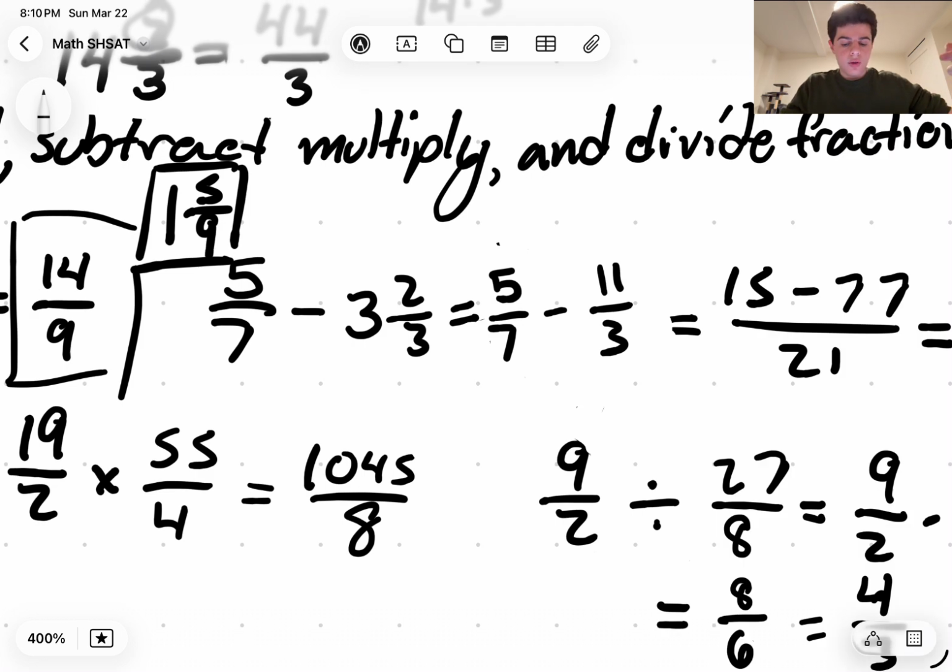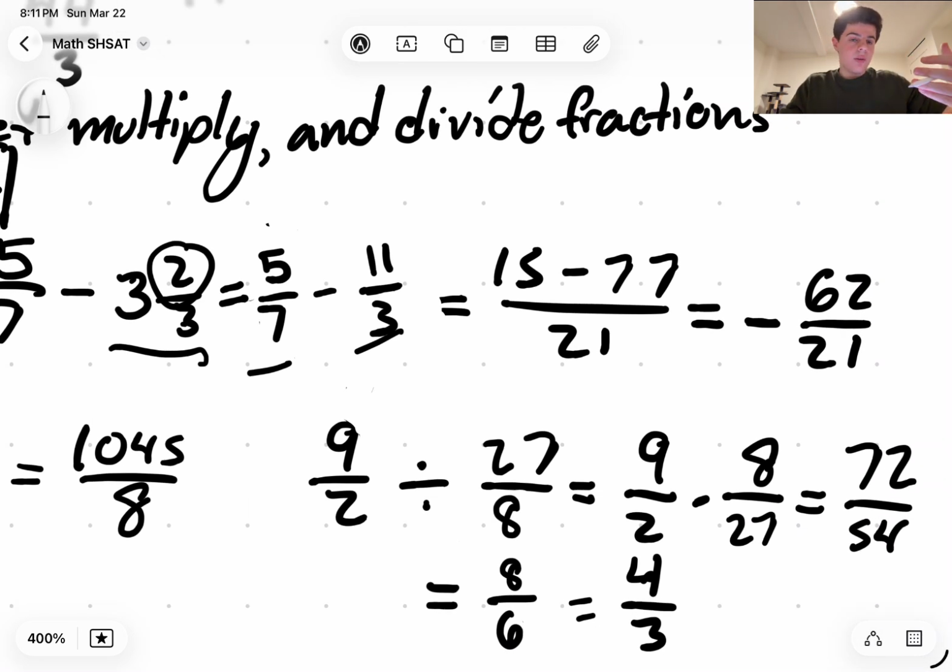Now, let's look at subtracting. So here we have 5/7 minus 3 2/3. This is in mixed form, so we have to convert this into improper form in order to subtract these. So that's what we're going to do first. We have 5/7, and then 3 times 3 is 9, plus the 2 up here, that's 11, 11 over 3. So we have 5/7 minus 11 over 3.